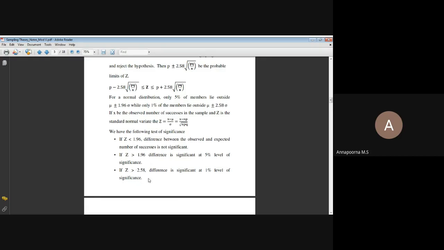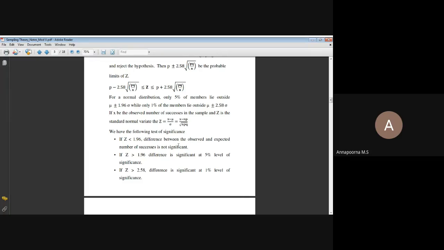In this case, tell me what should happen if you want to accept the hypothesis. In case of 2.58, it should be less. If Z is less than 2.58, then you can say the difference is not significant. Therefore, at 1% level of significance, we can accept the hypothesis. So the conclusion is: if Z is less than these two numbers, 1.96 and 2.58, you can always accept the hypothesis at the different levels of significance.